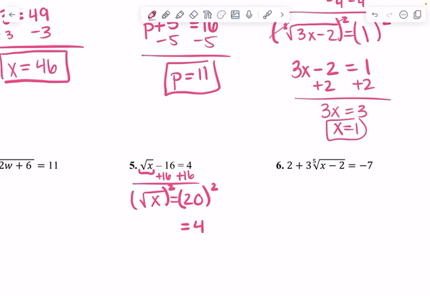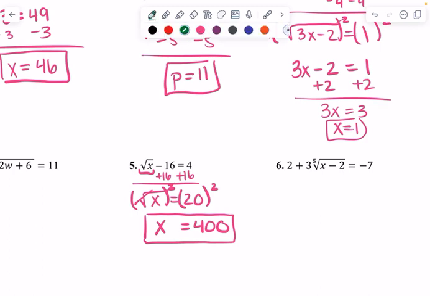20 squared is 400. Square root x squared cancels, leaves you with just x. So there's actually nothing to even solve for here. Literally x was just inside there, so x will equal 400. Remember, you guys can always check these. It's still just an equation. So if you're thinking 400 seems really weird, well, plug it in the calculator. Check, is the square root of 400, minus 16 equal to 4? You can always check your answers.